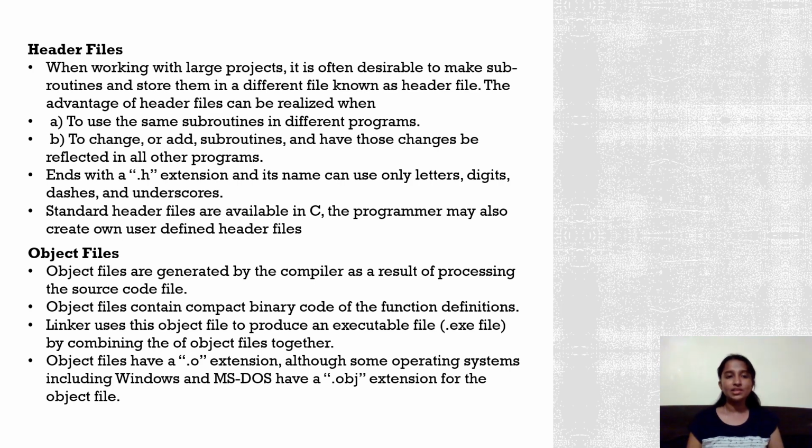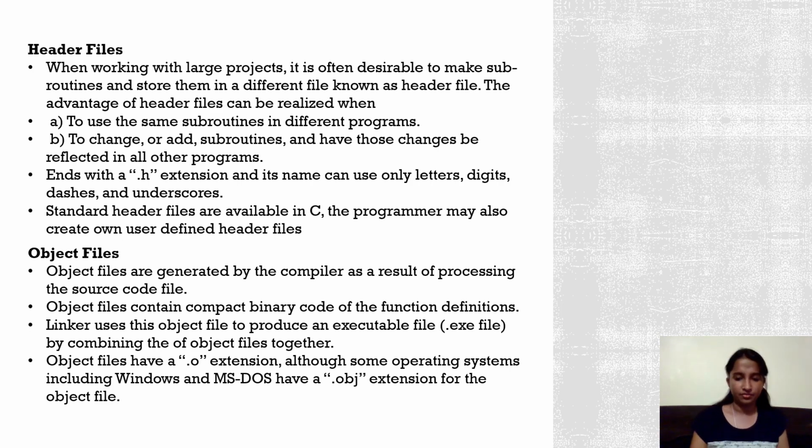Next are the object files. The object files are generated by the compiler as the result of processing the source code file. Object files contain compact binary code of the function definitions. The linker uses these object files to produce an executable file, that is a .exe file, by combining the object files together. Object files have a .o extension, although some operating systems including Windows and MS-DOS have a .obj extension for the object file.